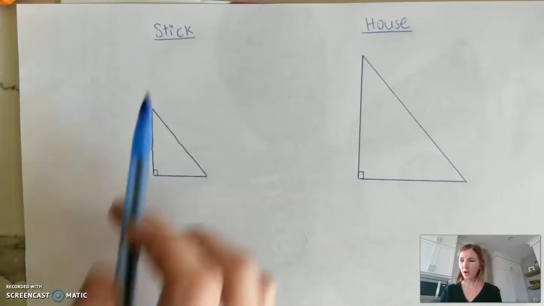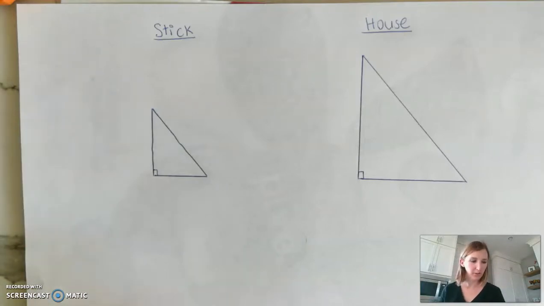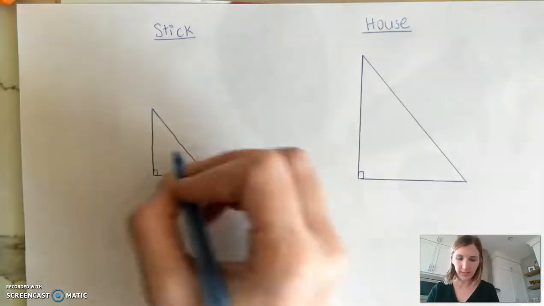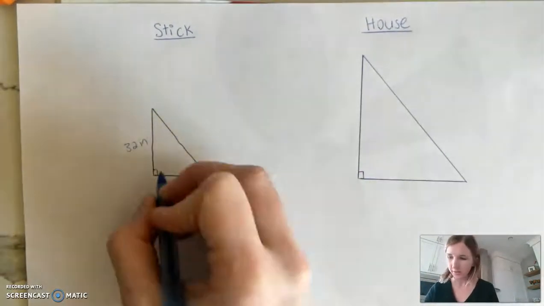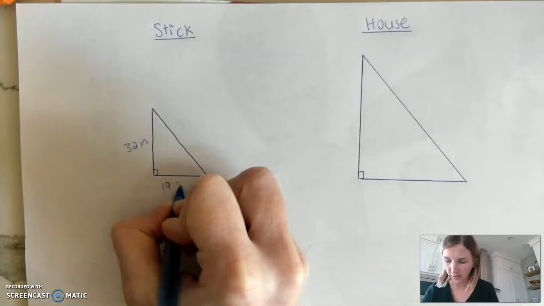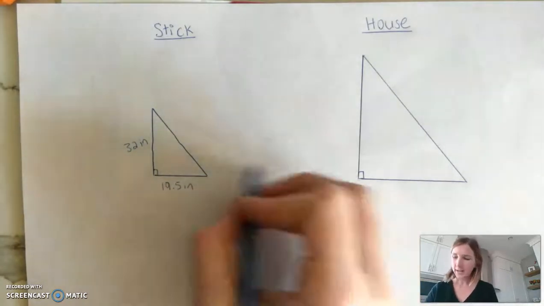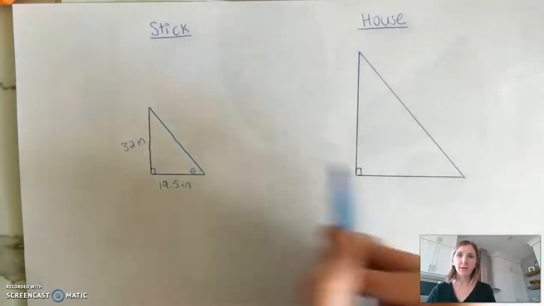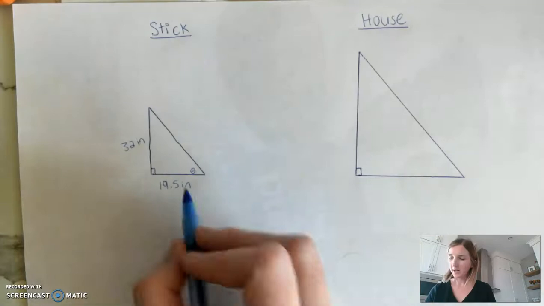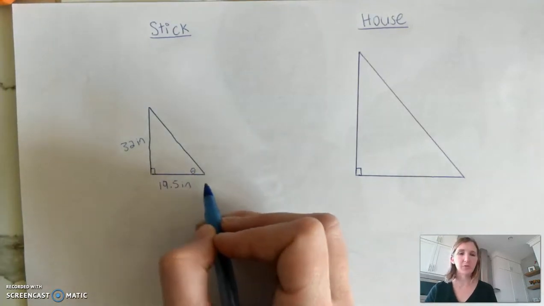All right, so I'm going to start off with the stick right triangle to find the angle of elevation of the sun. So I know that the actual height of the stick was approximately 32 inches. And the shadow was about 19.5 inches. I'm trying to find that angle of elevation of the sun because I know it will be the same for both right triangles. So this angle of elevation, theta, I can find using inverse trig.